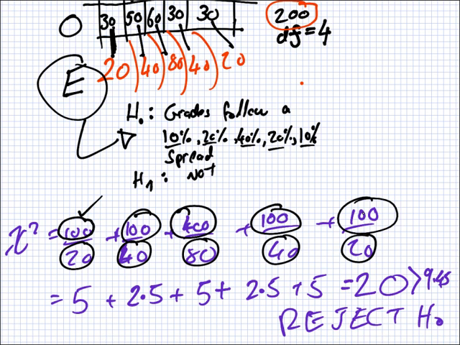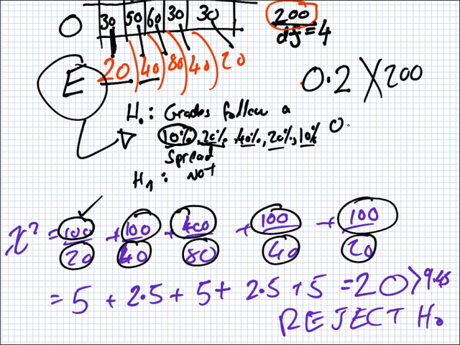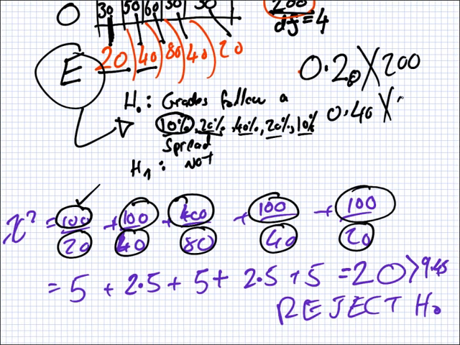But from where did you get the expected numbers? Where did I get them? So I was told 10% of students get A's. There are 200 students. What is 10% of 200? I'll tell you, it's 20. And what is 20% of 200? Guess what it is? How did you calculate that? 0.2 times 200. 0.40 times 200. Okay, okay.